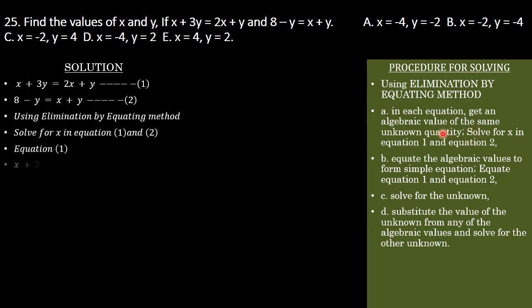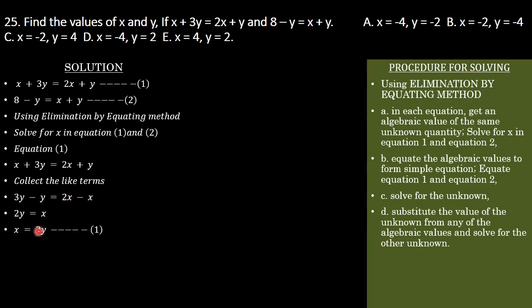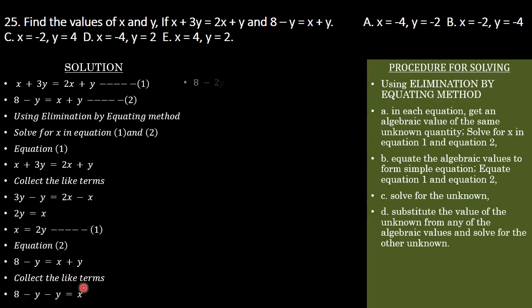For us to solve for x in equation 1, we are going to collect like terms in equation 1. We now have 3y minus y is equal to 2x minus x. 3y minus y, we have 2y, is equal to 2x minus x, we have x. Therefore, x is equal to 2y in equation 1. Let's solve for x in equation 2. For us to solve for x in equation 2, we need to collect the like terms. We now have 8 minus y is equal to x. 8 minus 2y is equal to x. Therefore, x is equal to 8 minus 2y in equation 2.